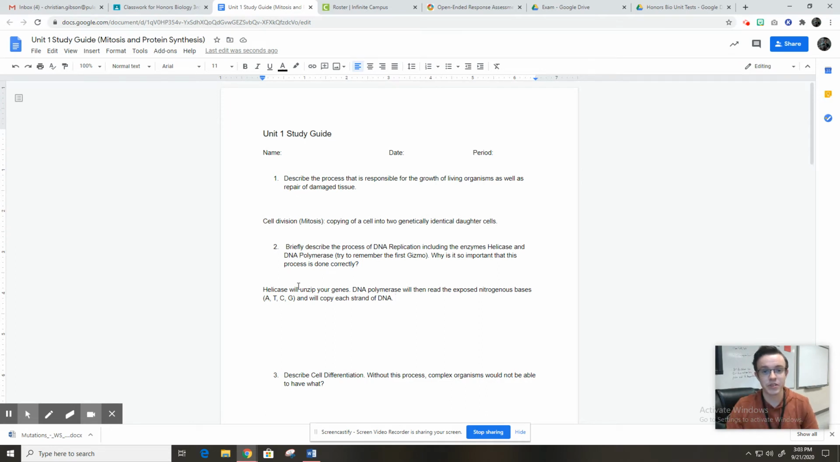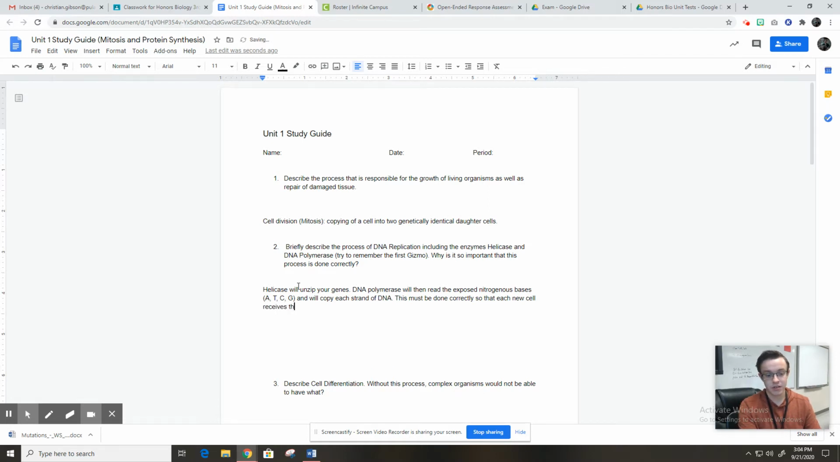So why is it so important that copying this DNA is done correctly? Well, remember up here, this must be done correctly so that each new cell receives the same genetic information after mitosis.